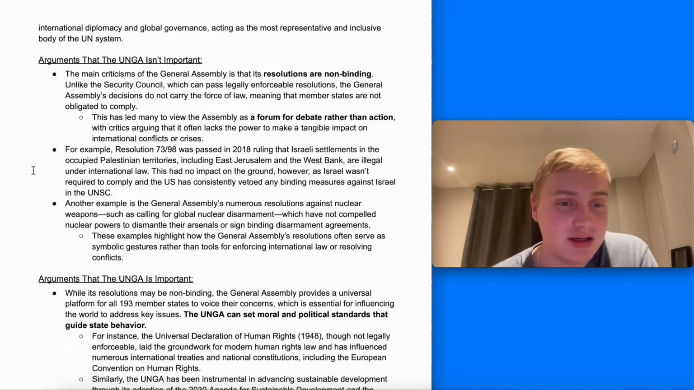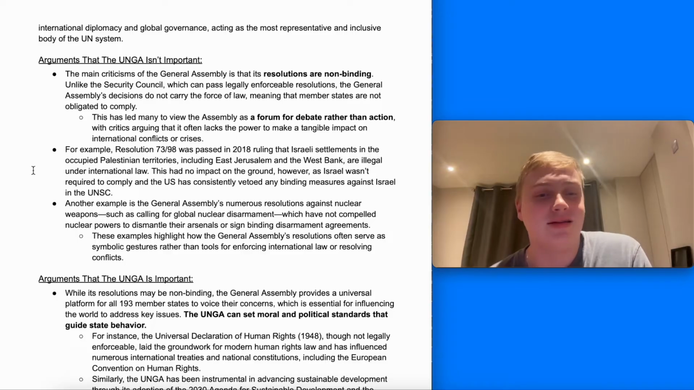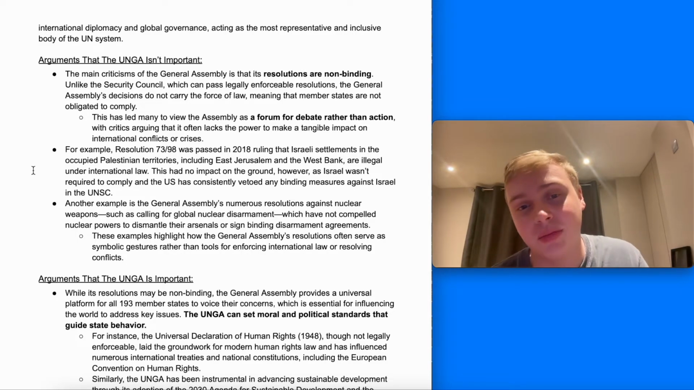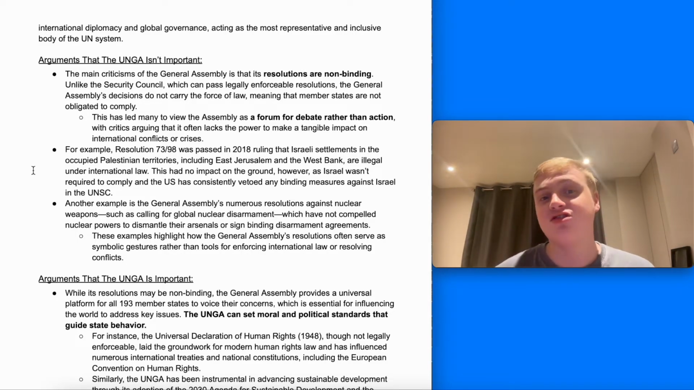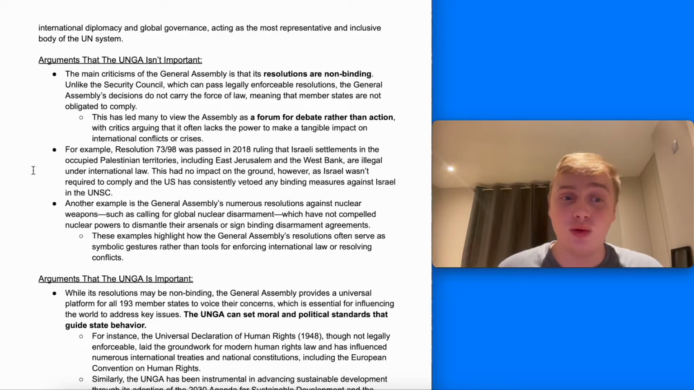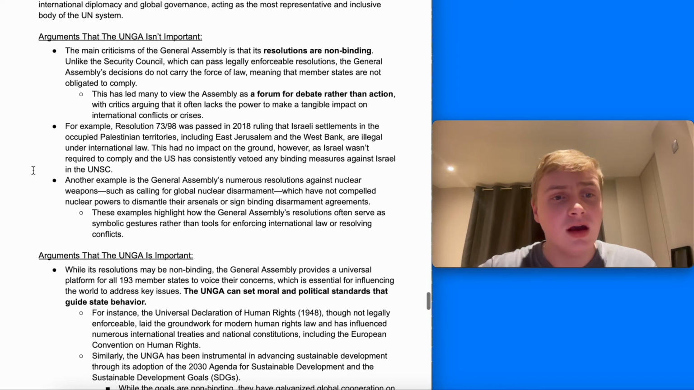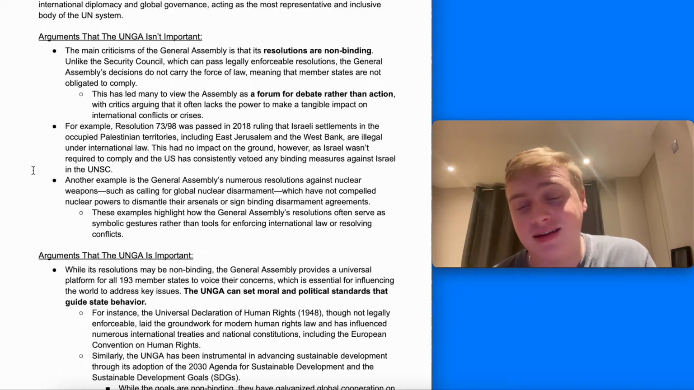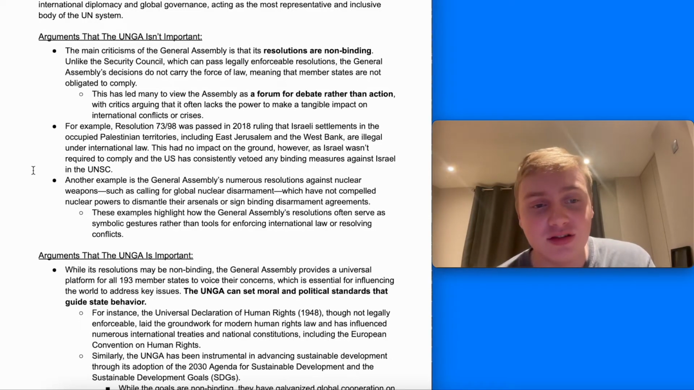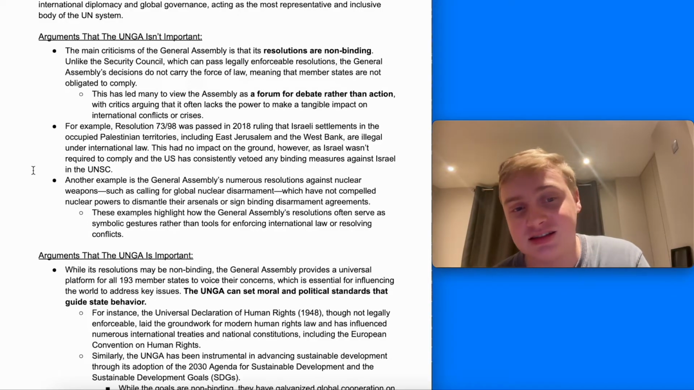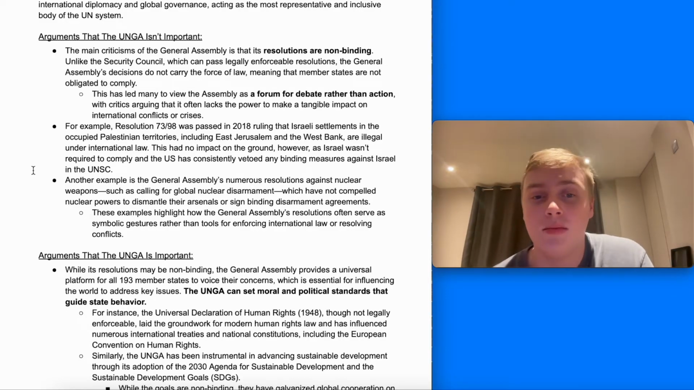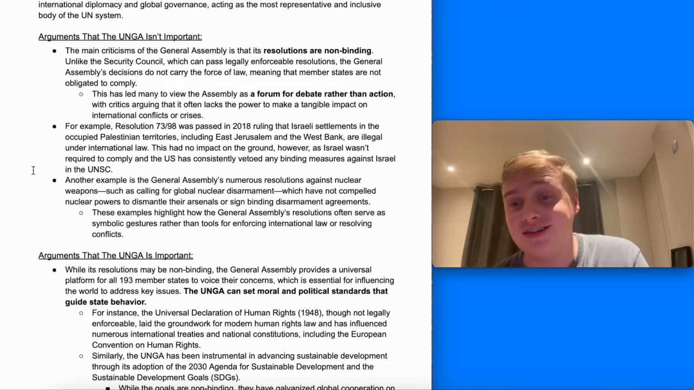So that wouldn't have happened anyway. And yeah, because the US consistently vetoes binding measures, and because the UN General Assembly has no legally binding powers, ultimately a lot of its resolutions do very little at all. Another example is that the General Assembly has had numerous resolutions over the years against nuclear weapons, such as calling for global nuclear disarmament, which have not compelled nuclear powers to dismantle their arsenals or sign binding disarmament agreements. And this maybe reflects a realist perspective that states simply follow their own interests.